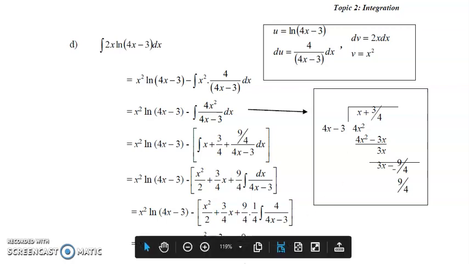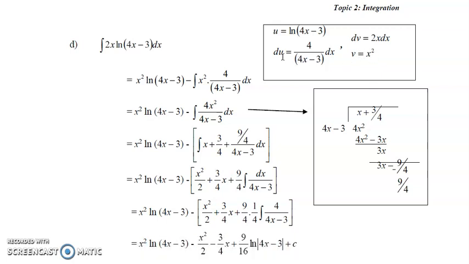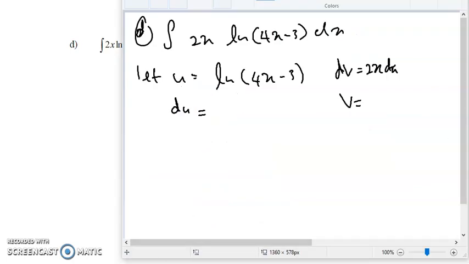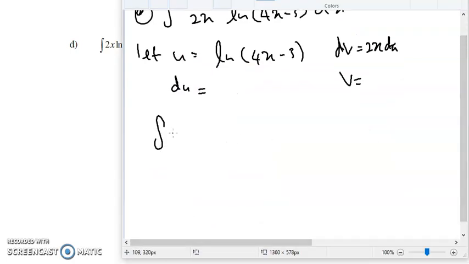What I want to discuss: you already have your dv, so integrate this one. You'll have v equal to x squared, and differentiate u with respect to x, you'll have 4 over 4x minus 3. After that, you are going to substitute into the formula, which is u dv equal to uv minus integral of v du.